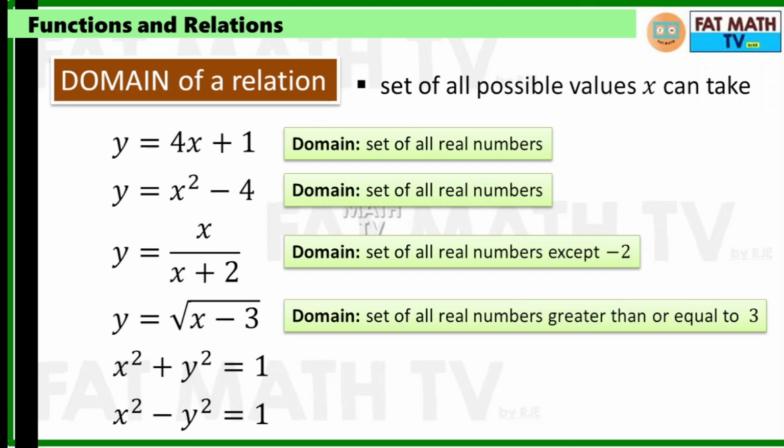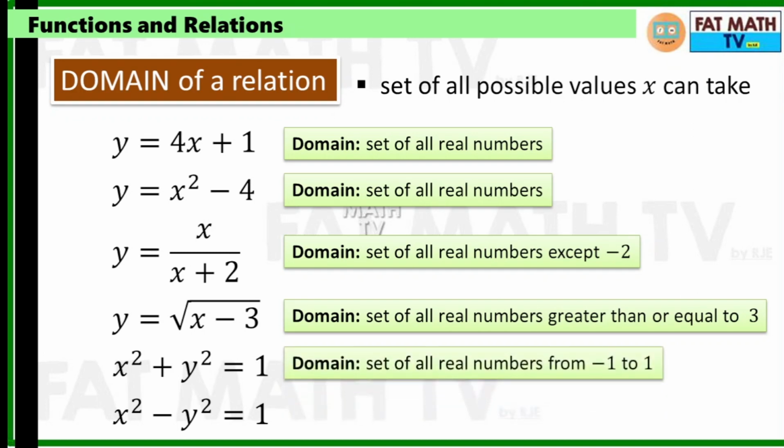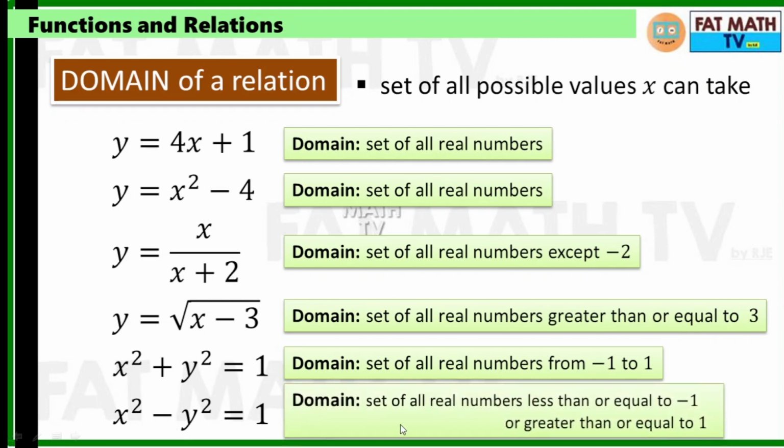That's the domain. And then for the second to the last, you have the set of all real numbers from negative 1 to 1 because those are the values that will give you a real value for y. And for the last one, you will have the set of all real numbers less than or equal to negative 1 or greater than or equal to positive 1. You will learn later on that the graphs of these relations are circles and hyperbola, and you will also see their graphs to confirm that these domains really are their domains.